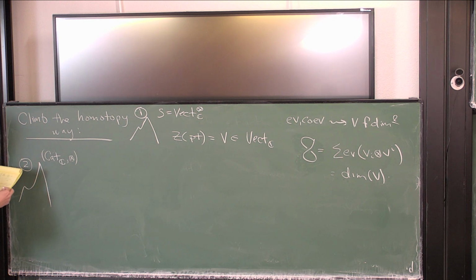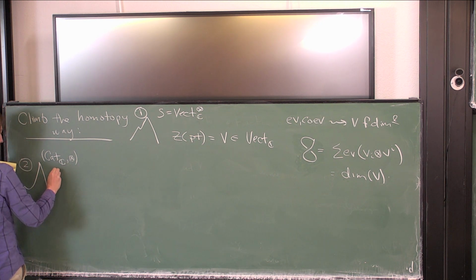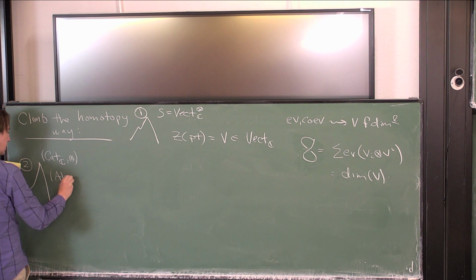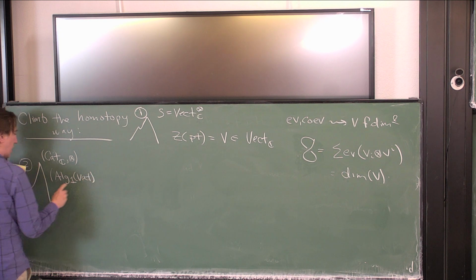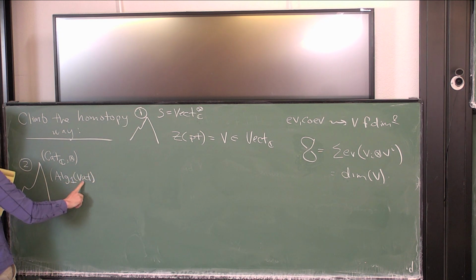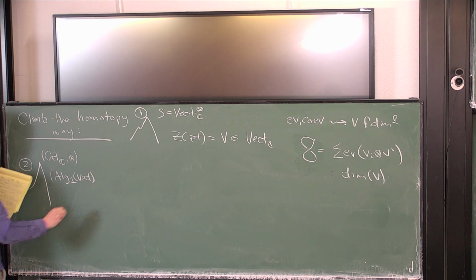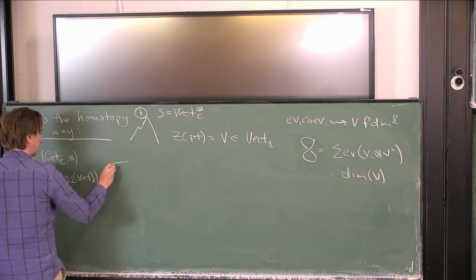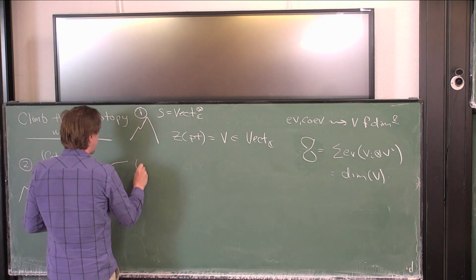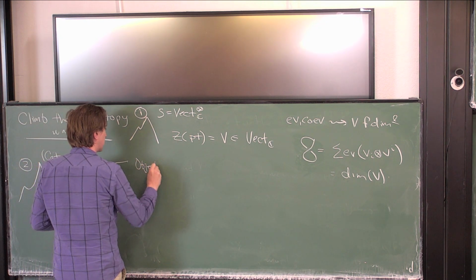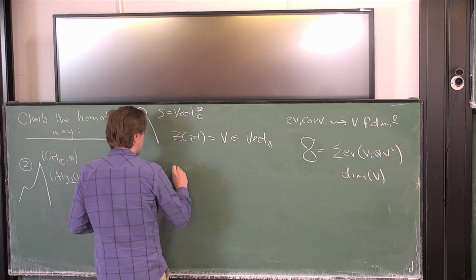Maybe a more concrete way to think about this, which I would prefer, is we could look at the 2-category, which I'll say now, of algebras in vector spaces. So what is this? It's a 2-category. The objects are just associative algebras.